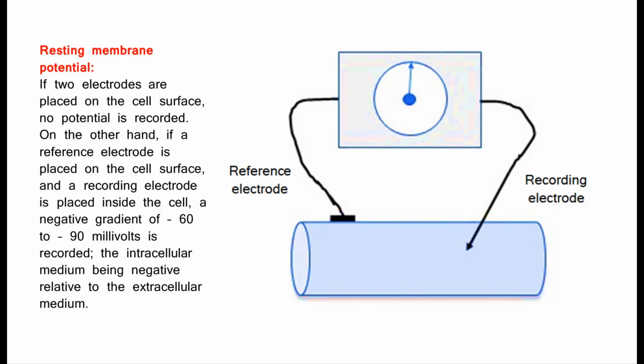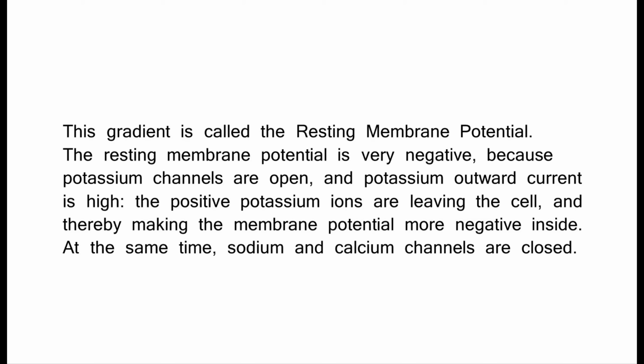Membrane potentials. Resting membrane potential. If two electrodes are placed on the cell surface, no potential is recorded. On the other hand, if a reference electrode is placed on the cell surface, and a recording electrode is placed inside the cell, a negative gradient of 60 to 90 mV is recorded, the intracellular medium being negative relative to the extracellular medium. This gradient is called the resting membrane potential.